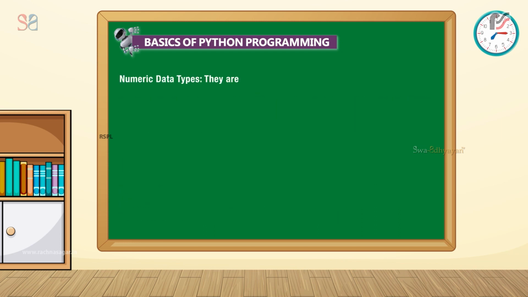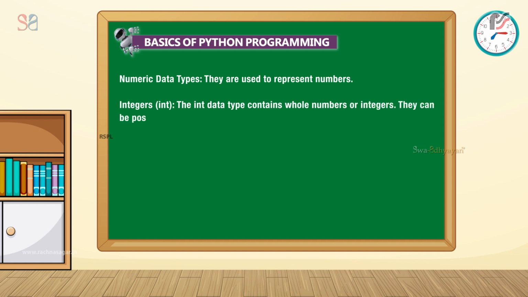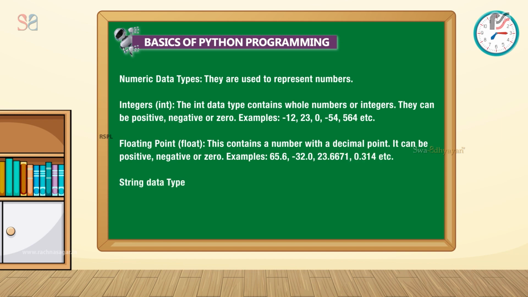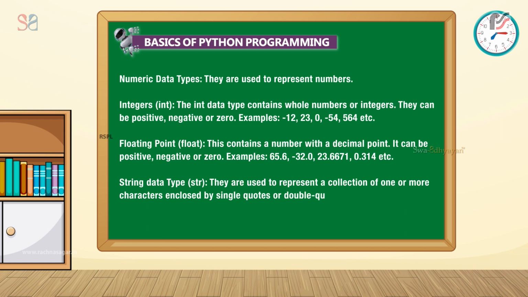Numeric data types are used to represent numbers. The integers or int data type contains whole numbers or integers. They can be positive, negative, or zero. The examples are here. Next is floating point or float. This contains a number with a decimal point. It can be positive, negative, or zero. Examples are this, and similarly others. Lastly, the string data type or str is used to represent a collection of one or more characters enclosed by single quotes or double quotes.